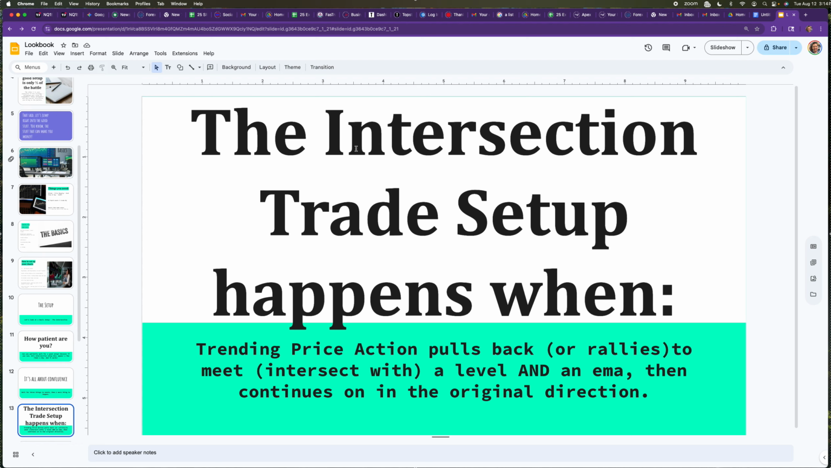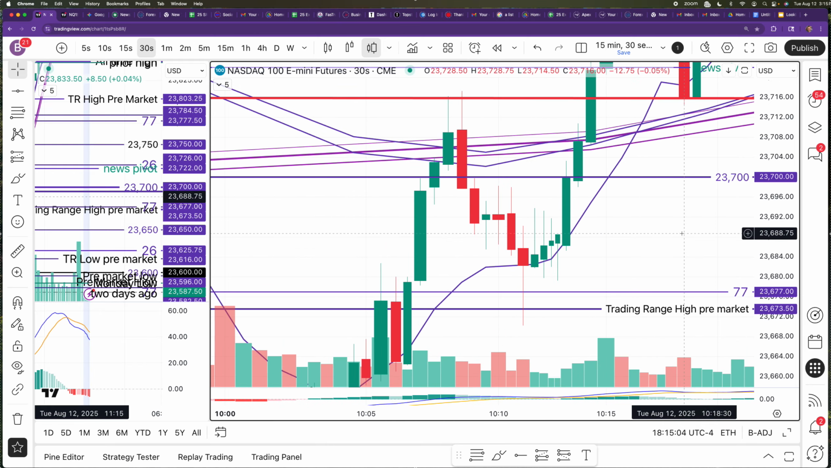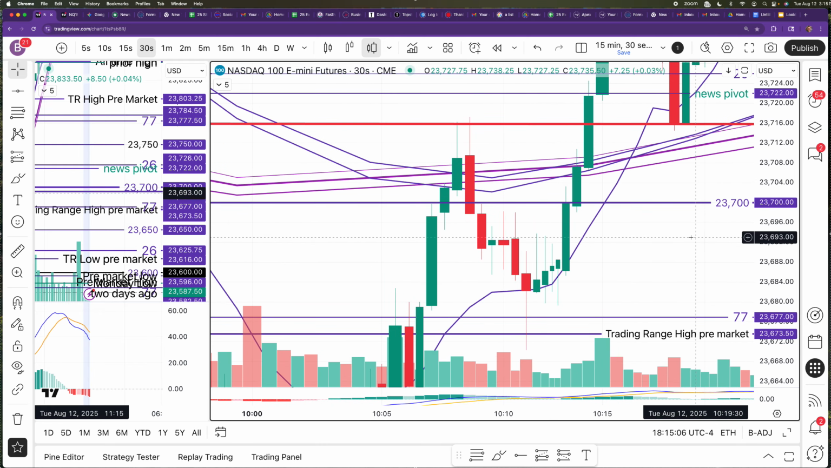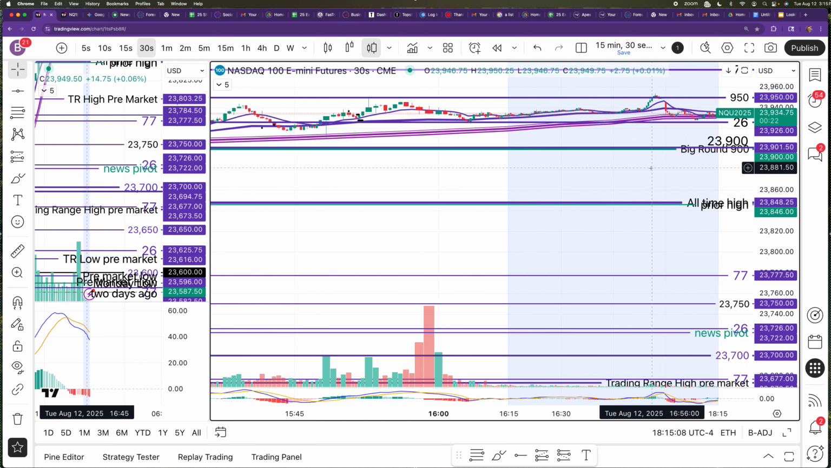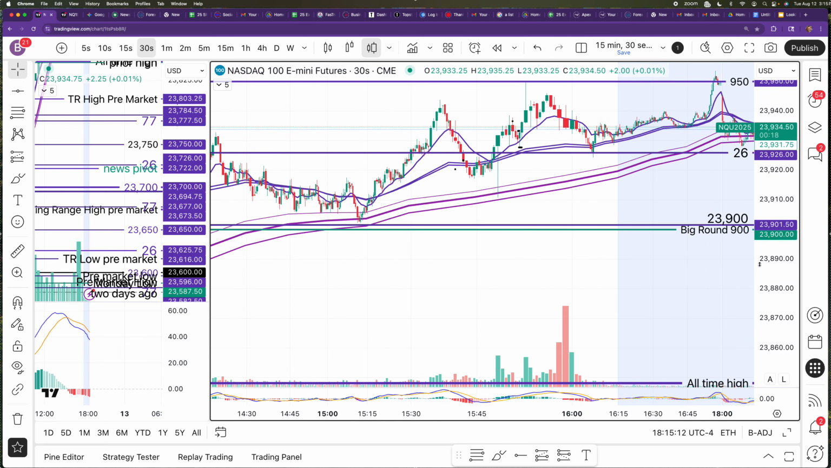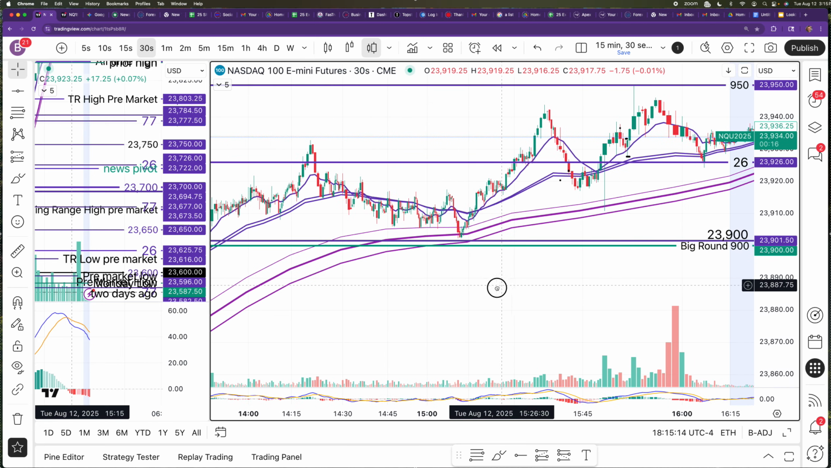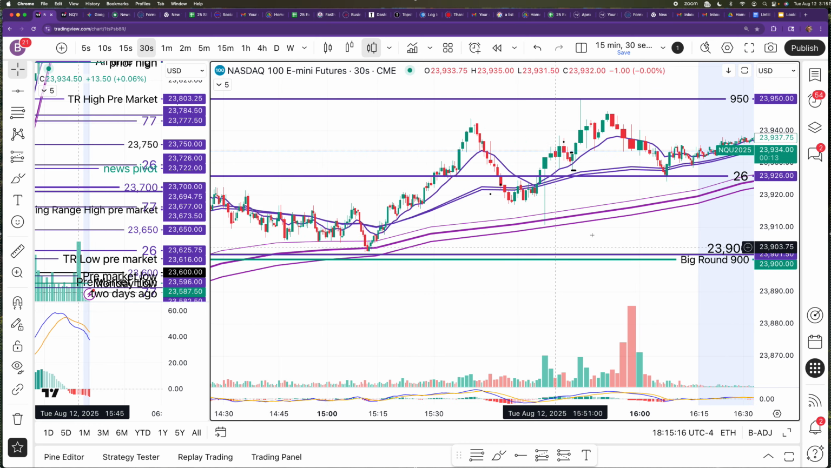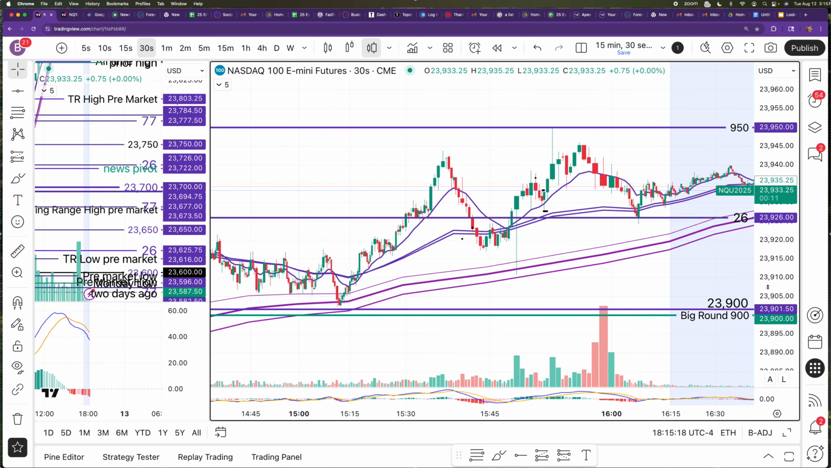Okay? So the intersection trade happens, again, this is repeating, but it's important to remember. Let's look at it. Trending price action pulls back, or rallies in the case of a short, to intersect with a level that we've already discussed and an EMA, which we've already discussed, and then continues on in the original direction. So let's look at another example besides this one, which we just looked at. I saw one back up here, which was pretty interesting, that happened later on in the session. And this is actually a trade that I looked at for the end of day.